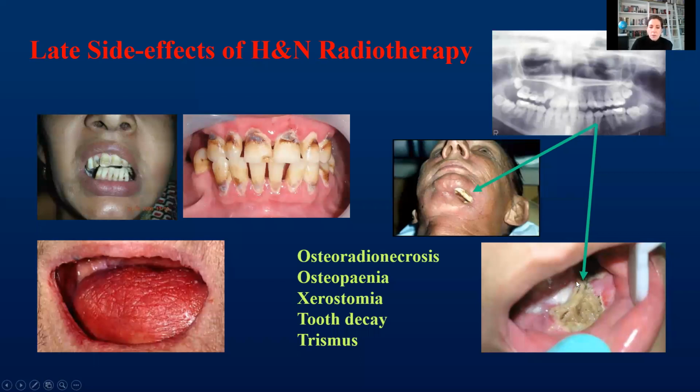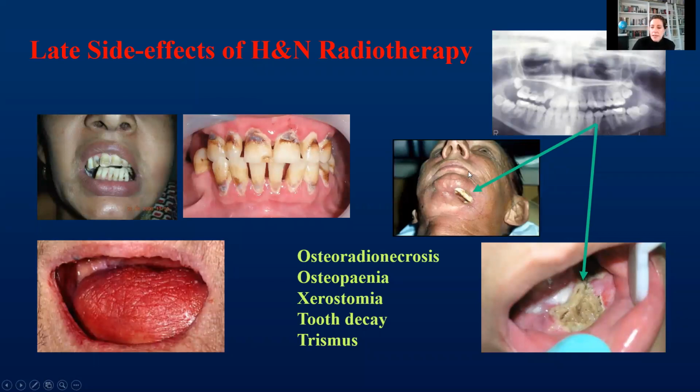And I'll talk a little bit more about it later. I also just want to mention that this osteoradionecrosis and osteopenia does not only affect the mandible. I have had patients who've had osteopenia and actually progressing onto osteoradionecrosis of the cervical spine, and presenting with cervical spine symptoms and nerve compression and so on. So it is not only about the mandible.